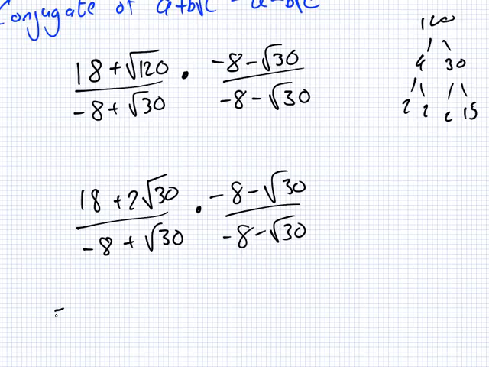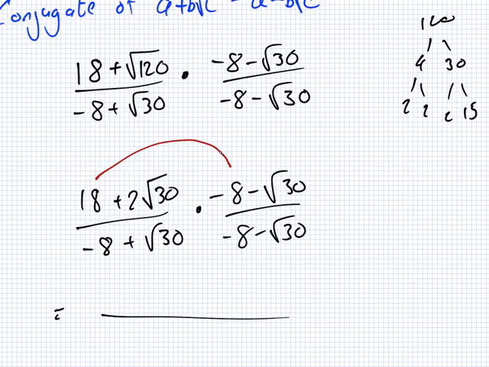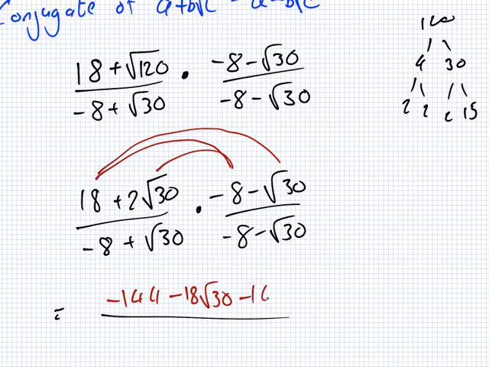Now we'll multiply. So the first one is 18 by... 144. Are you sure? Yeah. You're right. Minus 144. And then this one, there's nothing we can really do. Minus 18 root 30. This one is minus 16 root 30. And then the last one is minus 60 when you multiply them.